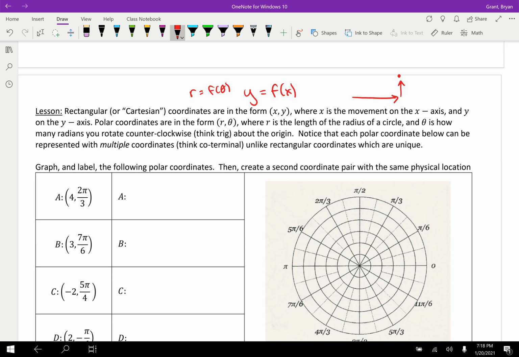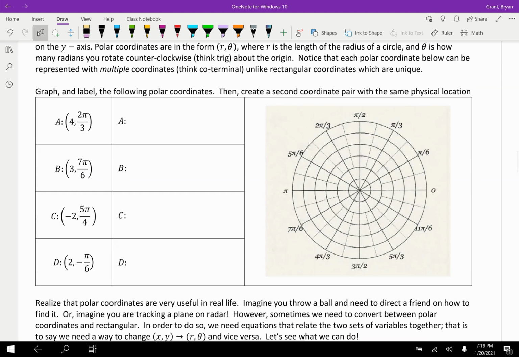You will not be confused about which one is which, though, because theta almost always is going to be written in radians, and r is almost always not going to have radians, and we'll show you how to use those in just a second. Now, how does this work? Well, let's do a nice example right here. We have the point 4 comma 2 pi over 3, and there are 2 ways to find where this point is located. What we have to the right is a polar grid.